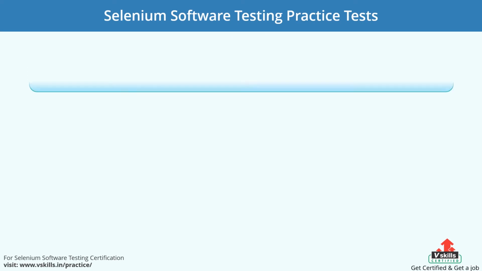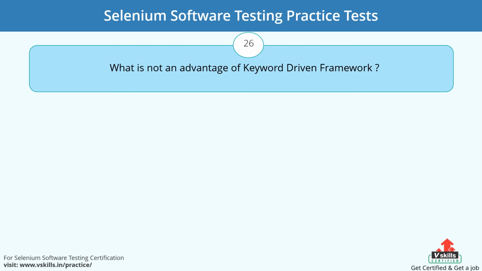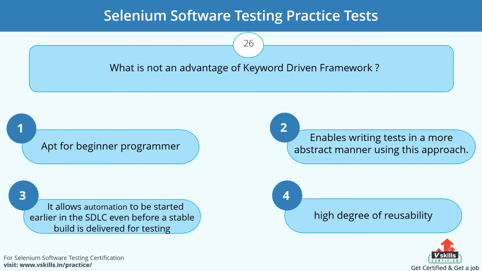Question number 26, what is not an advantage of keyword-driven framework? The options are A. Apt for beginner programmer, B. Enables writing tests in a more abstract manner using this approach, C. It allows automation to be started earlier in the SDLC, or a stable build is delivered for testing, D. High degree of reusability. The correct answer is option A.